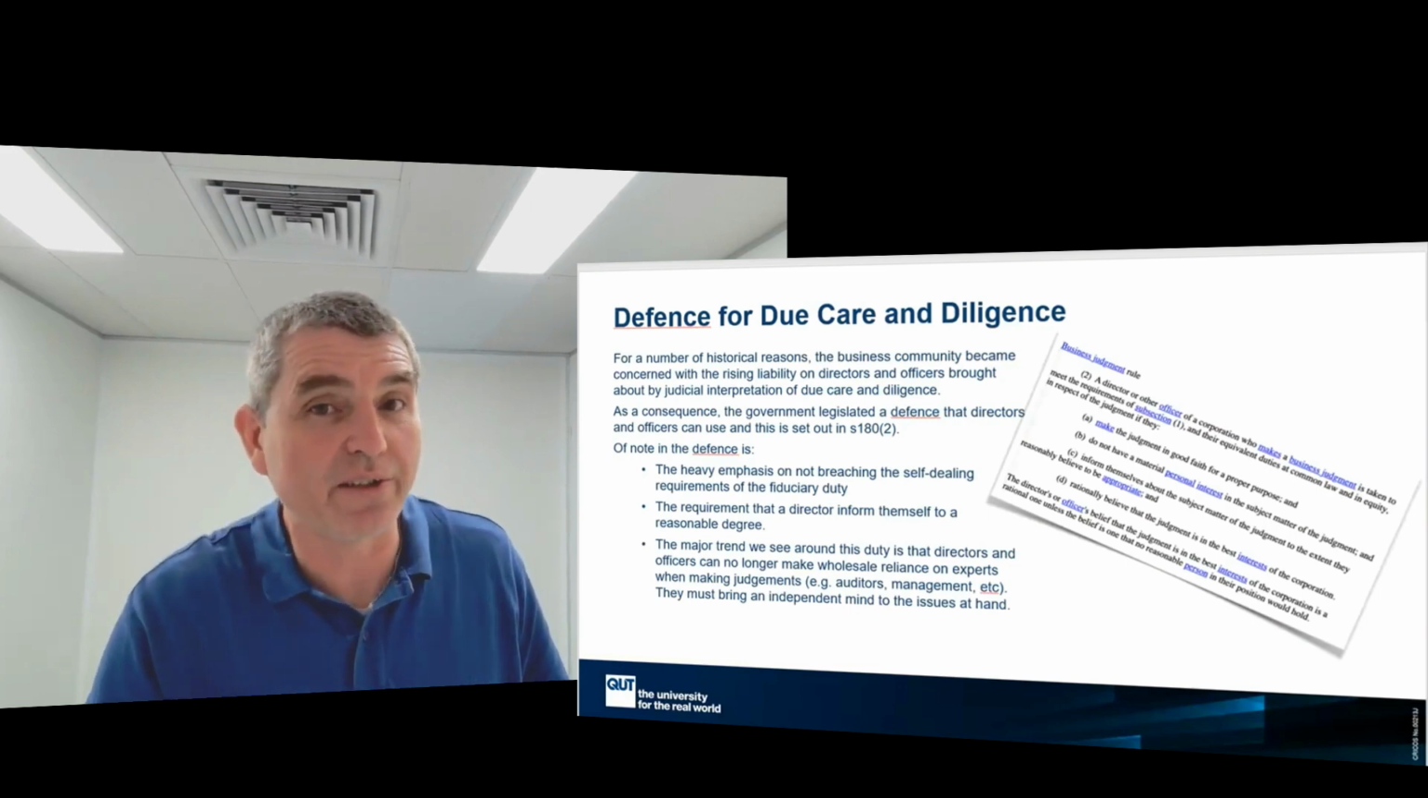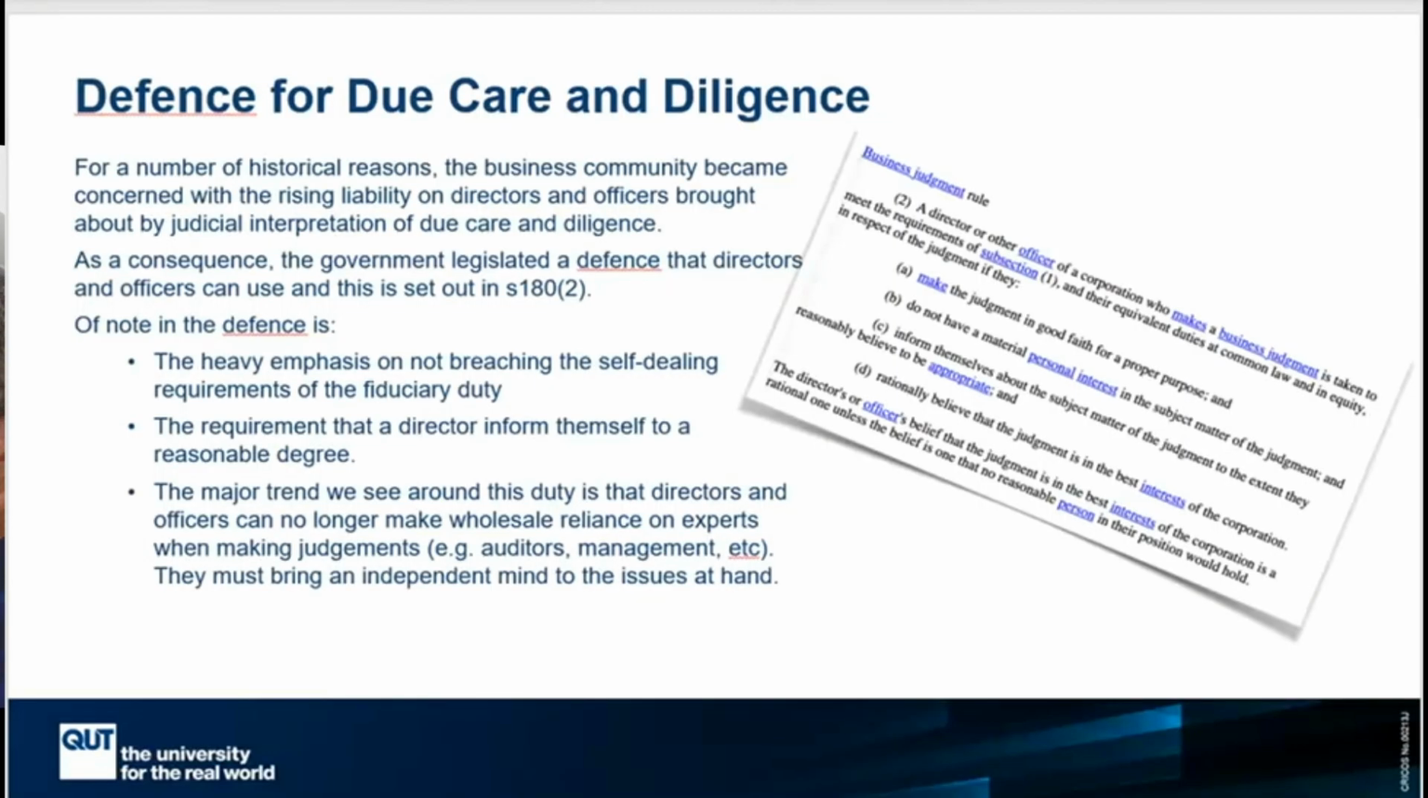So what does that defence actually entail? There's a few technical things to understand here. So the first thing is that the rule only applies to business judgments. If a decision is not a business judgment, then this defence won't apply. So for instance, if it was something to do with the appointment of directors, it's not a business judgment, so this defence wouldn't apply. But most of the major decisions that a board's going to be making are going to be business judgments.